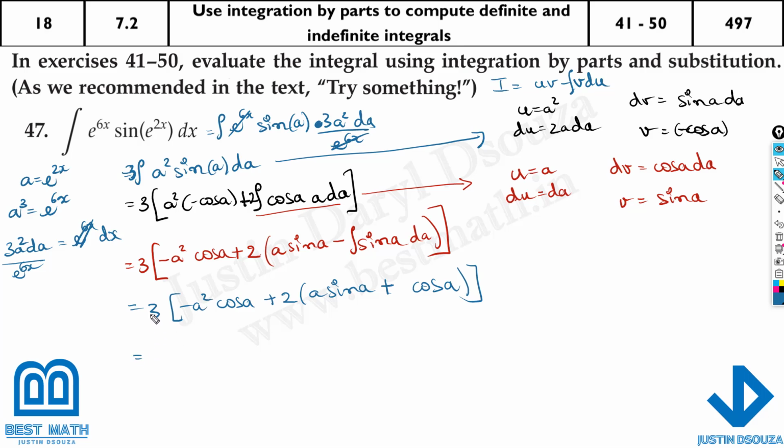So if I multiply this 3 over here, it's going to be minus 3a squared cosine a. So that's the first term. And then what next we have is here when we multiply, it will be 6. So it will be plus 6a sine a plus cosine a. Now you can even multiply the 6 over here and over here. Anyways, we'll just do that.